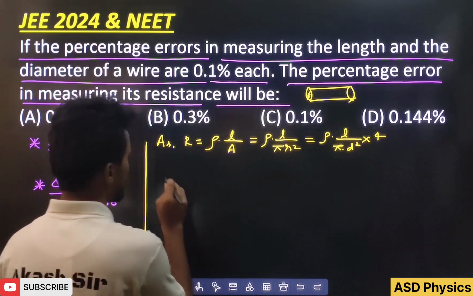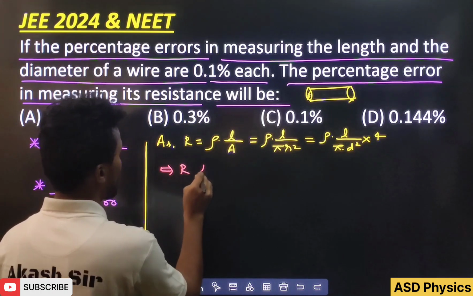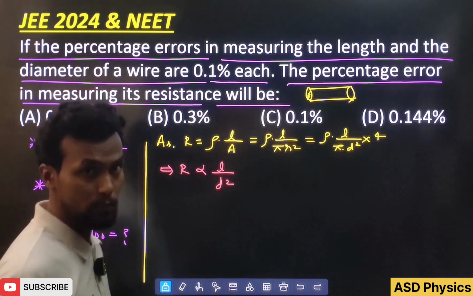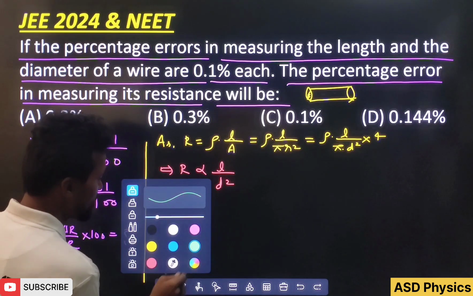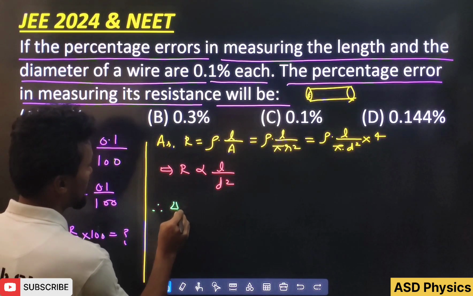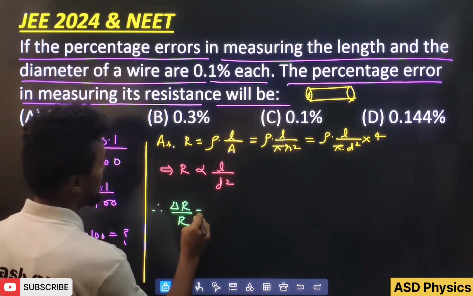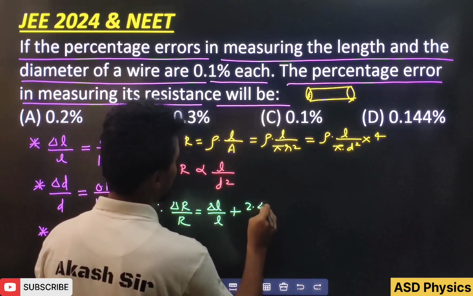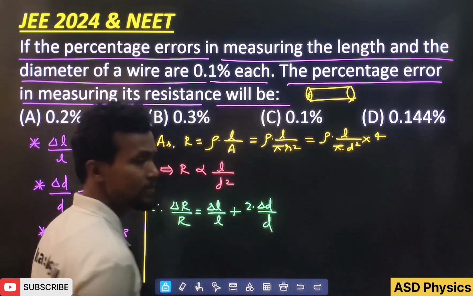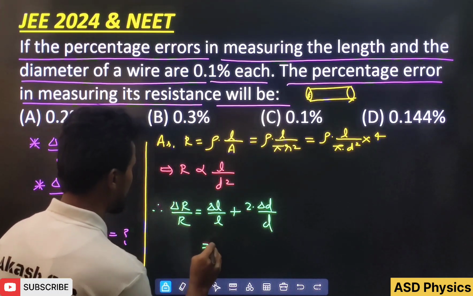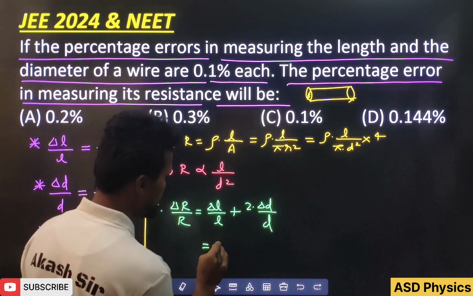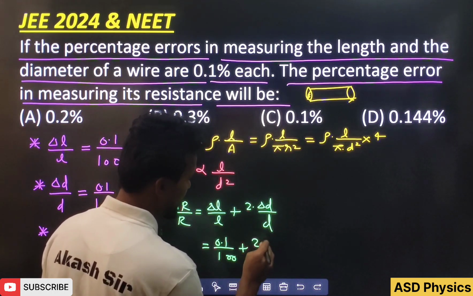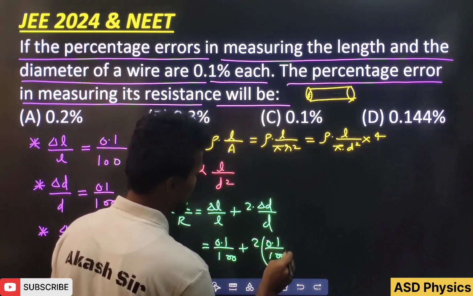So what we have got here, students, is that R depends on L by d squared. If I write the error equation, delta R by R is equal to delta L by L plus 2 times delta d by d, correct? Kindly put the values here. In each of them it is 0.1 only, so it becomes 0.1 by 100 plus 2 times 0.1 by 100.